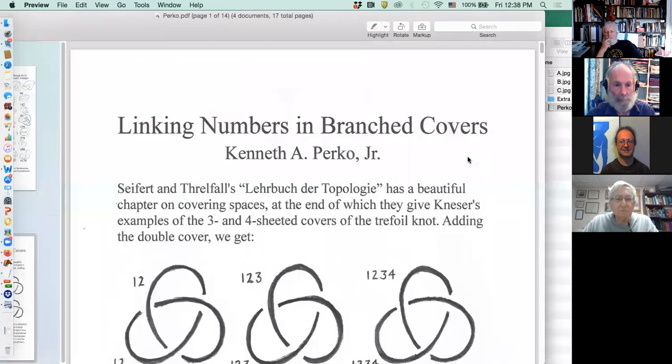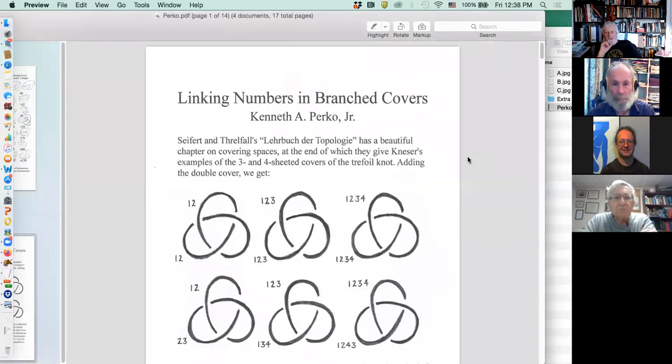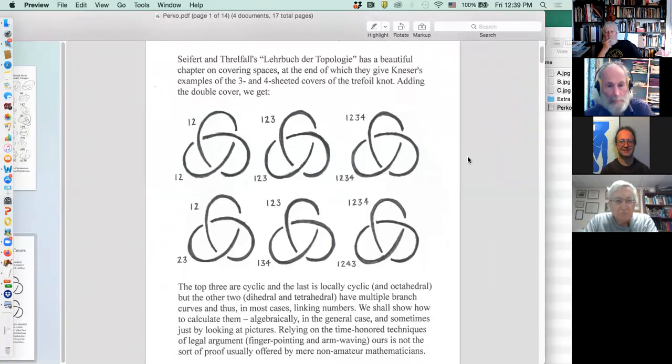Yeah. Seifert and Threlfall gave a really nice chapter on covering spaces and enumerated all the 3- and 4-sheet covers of the trefoil knot. So I wrote up a little thing that added the double cover for the trefoil knot. I can't seem to scroll this thing, Lou. Can you scroll it up a little? Yeah, just tell me to scroll.